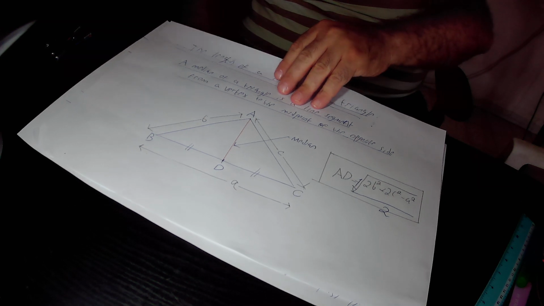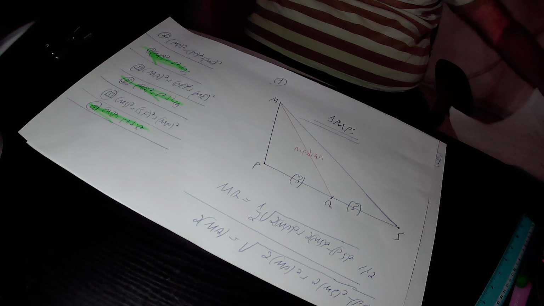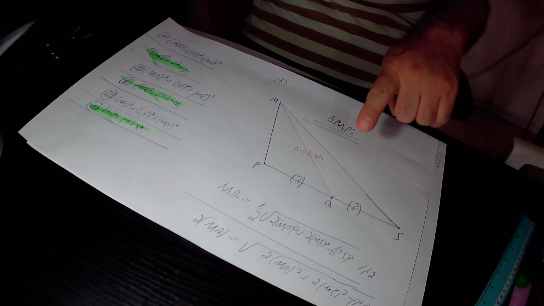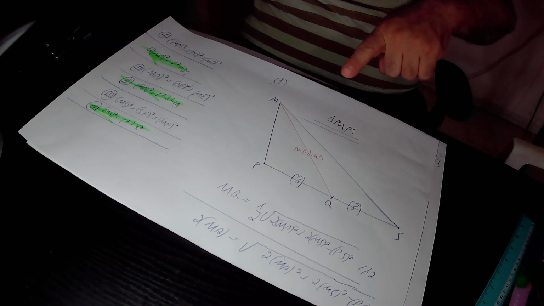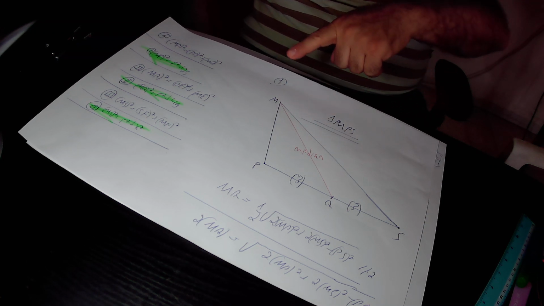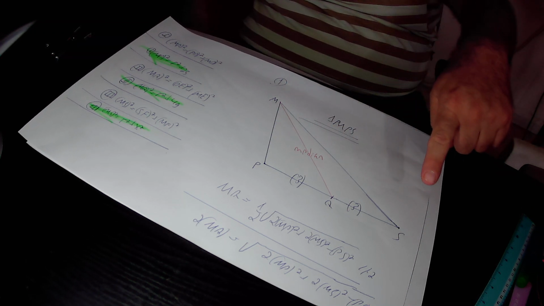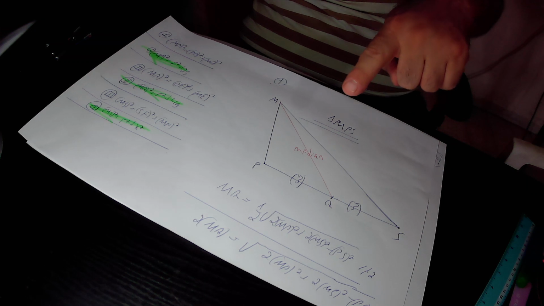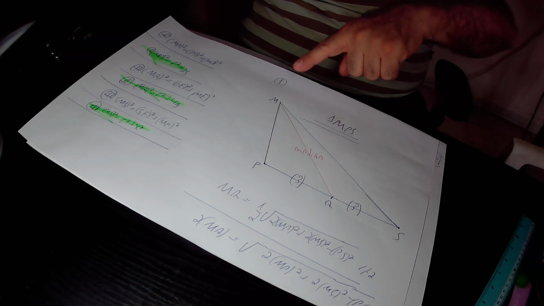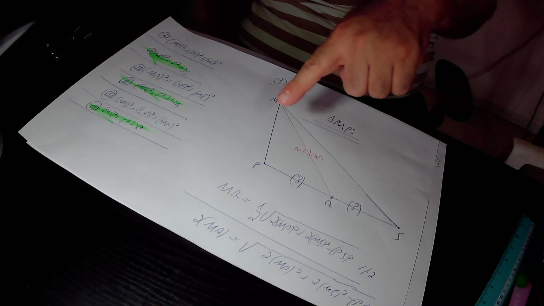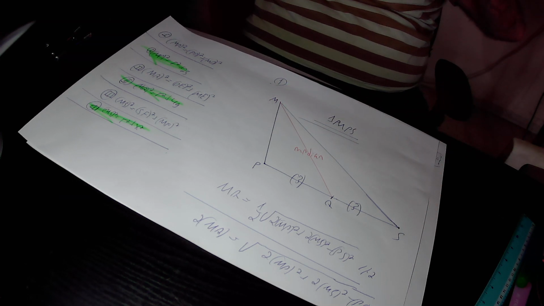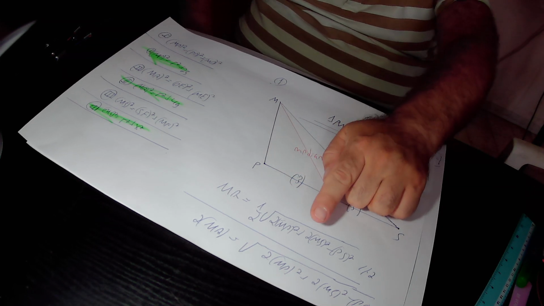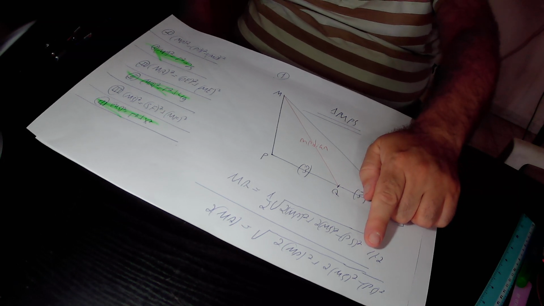So we can actually implement the new rule now, as always, in order to find the median MQ. According to the new formula, MQ must be equal to 1 over 2 times the square root of 2MP squared plus 2MS squared minus PS squared. So here we multiply this equation by 2 and find that 2MQ equals the square root of 2MP squared plus 2MS squared minus PS squared.